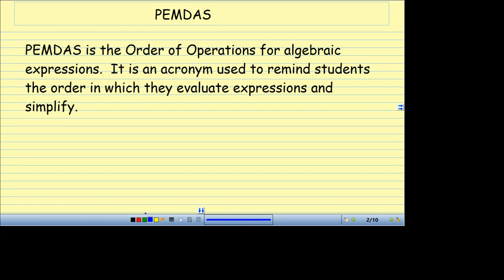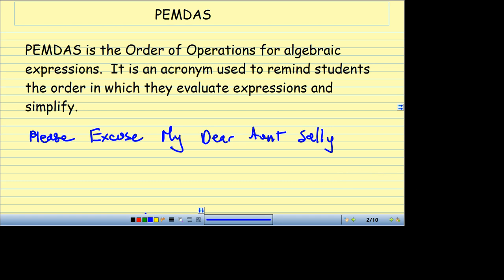The way I learned it was this. Please excuse my dear Aunt Sally. And it's the order of operations for evaluating any expression. So it's an acronym. It stands for certain things. The P stands for parentheses, the E for exponents, the M for multiplication, D for division, A for addition, S for subtraction.